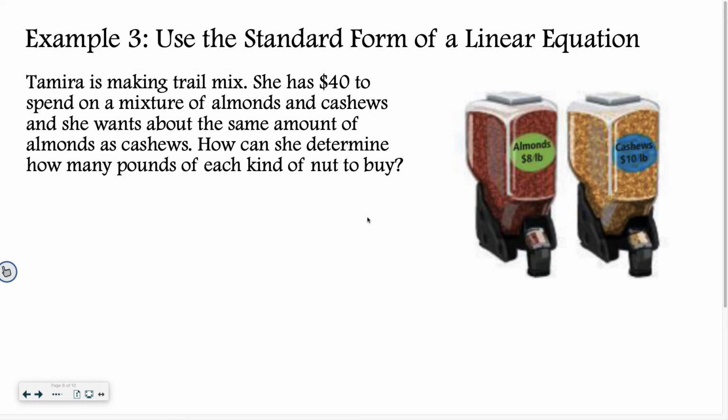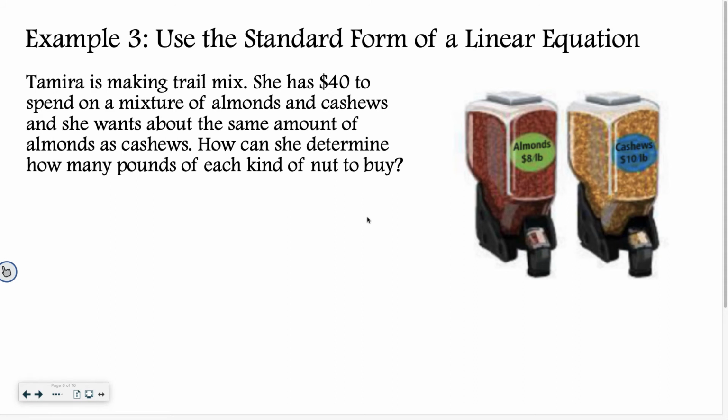Use the standard form of a linear equation. Tamira is making trail mix. She has $40 to spend on a mixture of almonds and cashews, and she wants about the same amount of almonds as cashews. How can she determine how many pounds of each kind of nut she can buy?